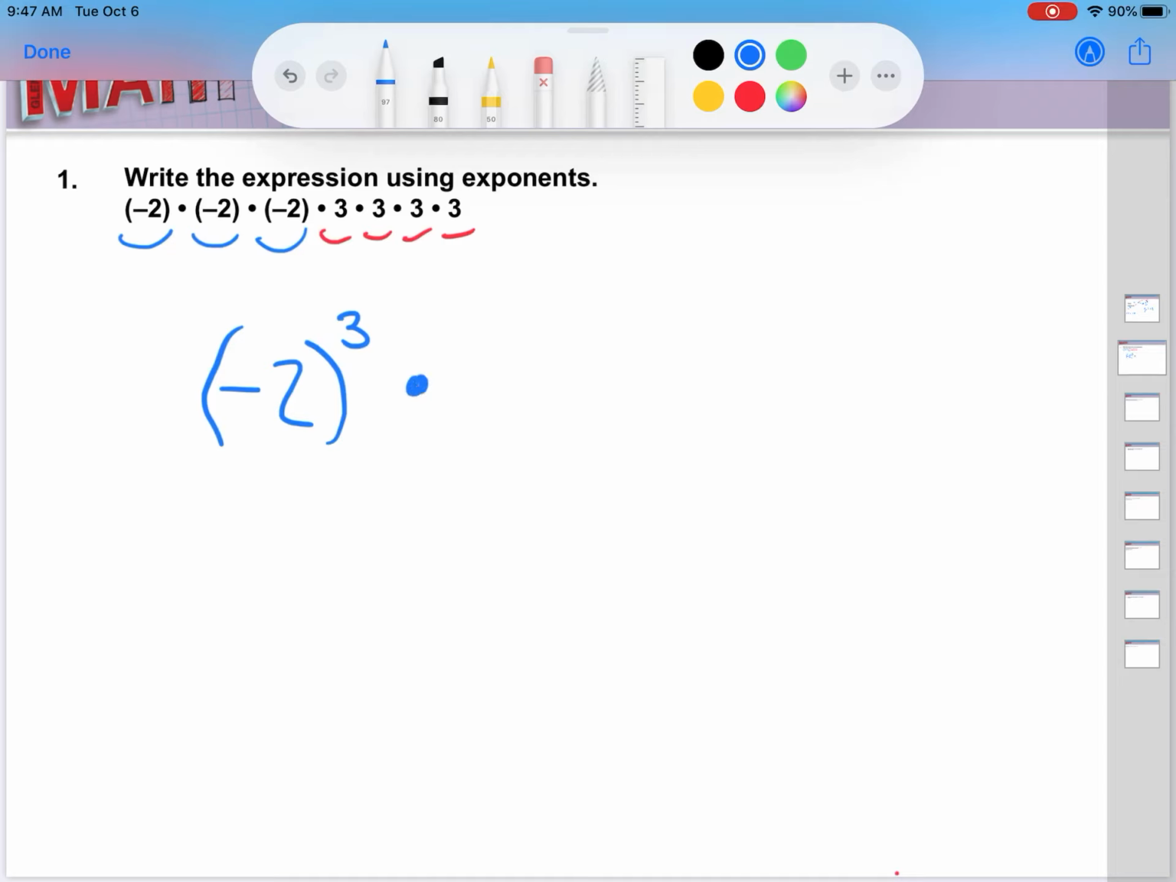And now we're still being multiplied. So I'm going to leave this multiplication sign here, but then I'm going to switch over to red, because our second base is 3. Now I have 1, 2, 3, 4 3's, so I'm going to write 3 to the 4th. And that would be our exponential expression. So we're essentially just condensing each of these individually and leaving them as a multiplication problem.